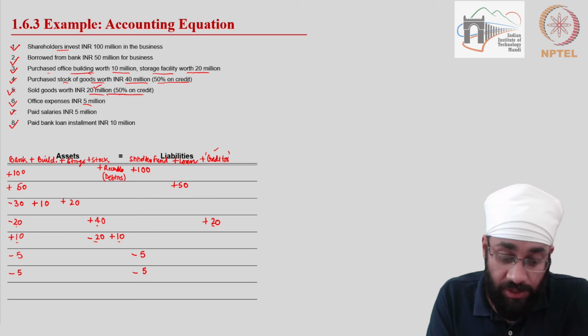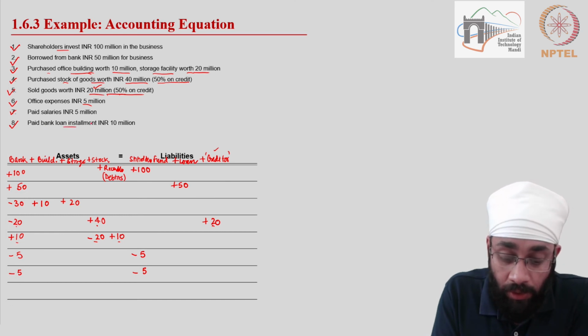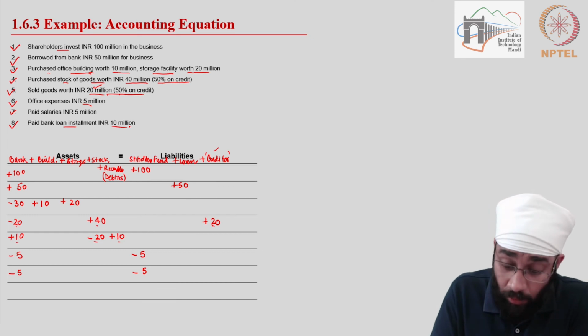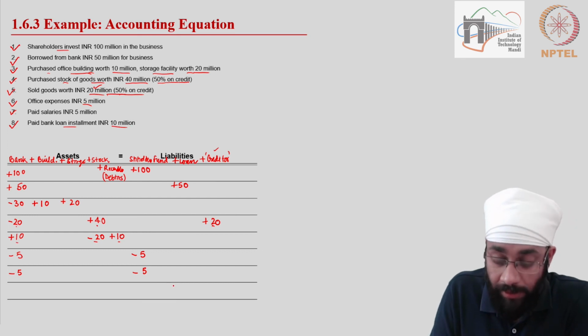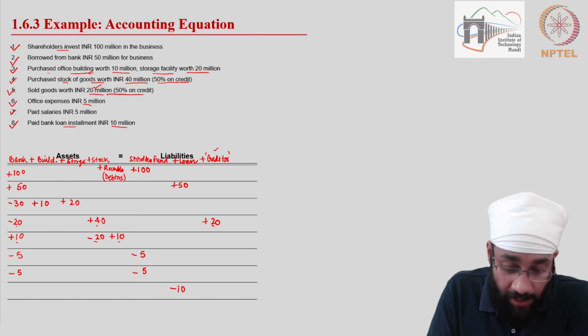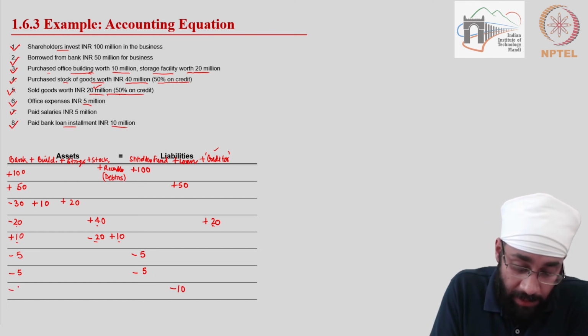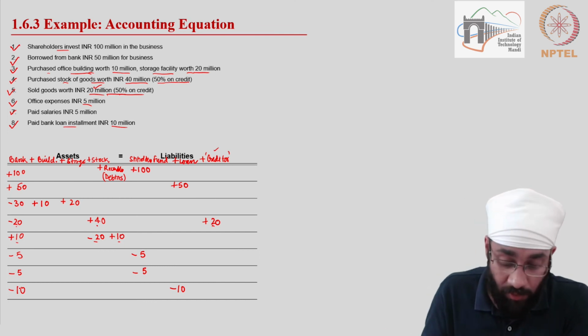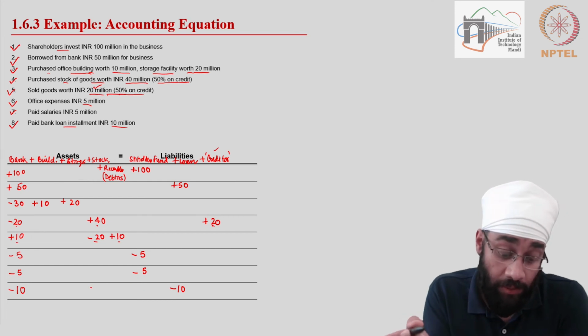And then you have transaction 8, where you pay the bank loan installment of 10 million. When you pay the bank loan installment, the loan amount certainly goes down by 10. And on the other hand, you pay this out of the bank balance that you have. Again, an equal amount is deducted on both sides of the accounting equation.